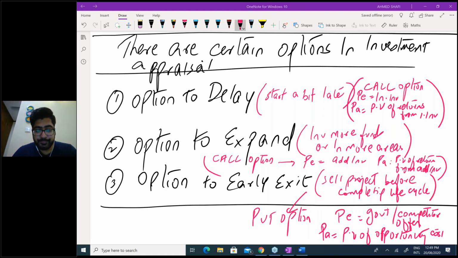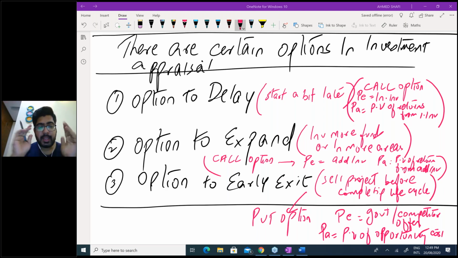Learn these, okay? In case of option to expand, there is always an option that when I'm investing somewhere, I can invest in more areas, more funds. Since it also involves not selling but investing, buying, it's a call option. PE is the additional investment, and PA is the present value of returns from additional investment.